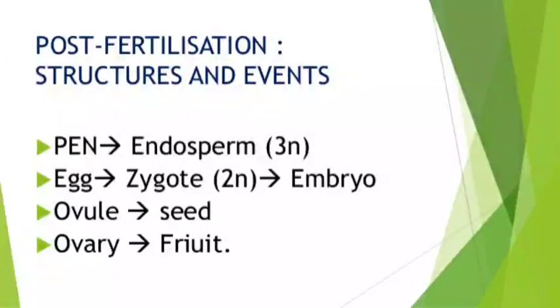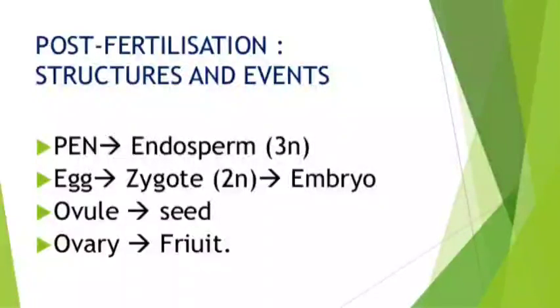After endosperm and embryo formation, the next structure which is formed is called seed, which is a mature ovule formed inside the fruit, which is a mature ovary.